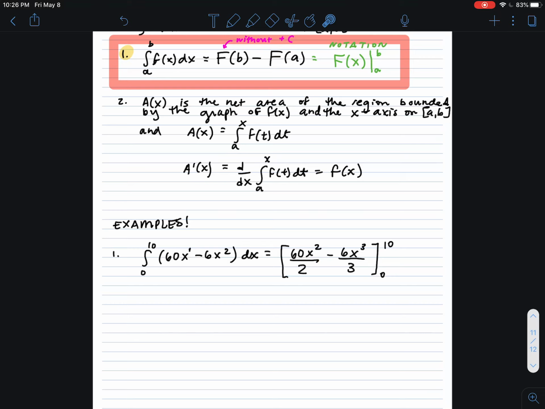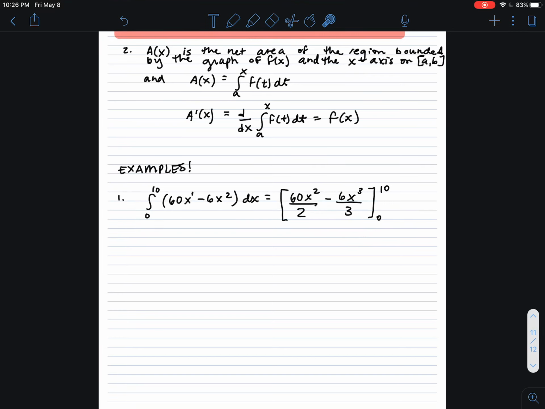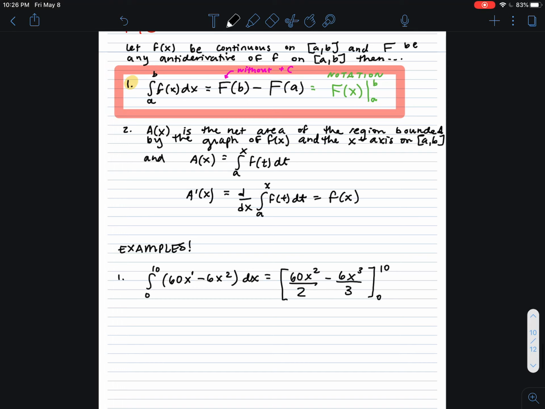So some people just do it like this, but then they add a bunch of parentheses, and I prefer just to do square brackets to kind of keep things neater and remind me what to plug in where. Okay, so this is our notation, this is our antiderivative, these are our bounds. Now we're going to use the fundamental theorem of calculus, which means we plug in this top bound first, so this 10, and then subtract what we get when we plug in the bottom bound 0.